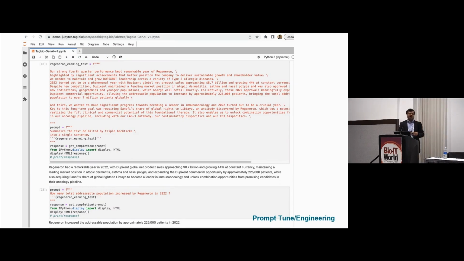May not be the best summary, but it's the summary, right? Now you can ask a question where you can avoid hallucinations, right? So very pinpoint questions like, for example, how many total addressable population increased in Regeneron in 2022? And there it says 225,000. So prompt engineering allows you to be more specific, but that's not the only way to do that.